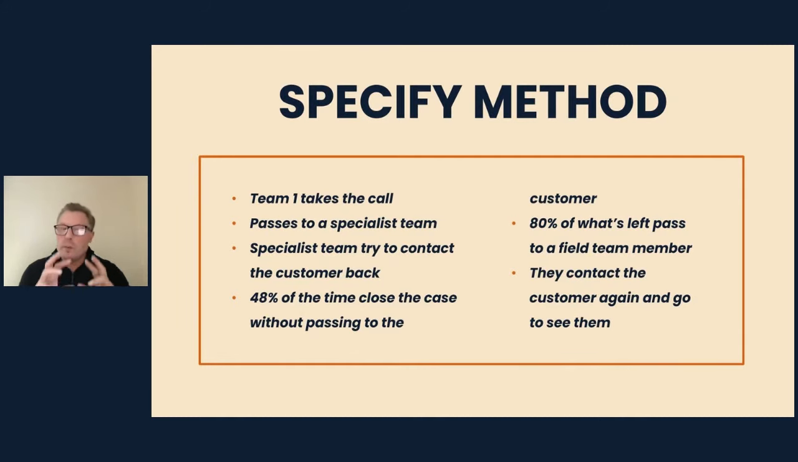Second is then what we really want to specify. In other words, we're creating a hypothesis here. What we're saying is, if we understand the old method, the first team takes a call, passes it to a specialist team, and they try to contact the customer. Half the time, actually, they close the case because they can't get a hold of the customer. And then some of the time, what happens is that it's passed to a field member, and then they have to go and contact the customer and go and see them again.